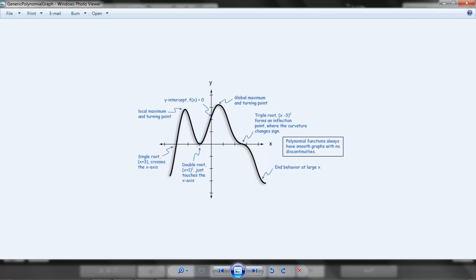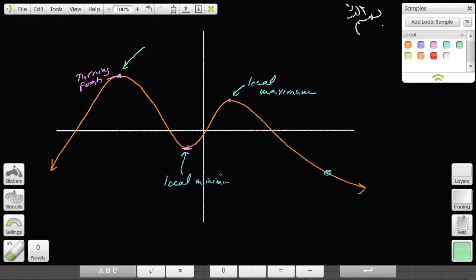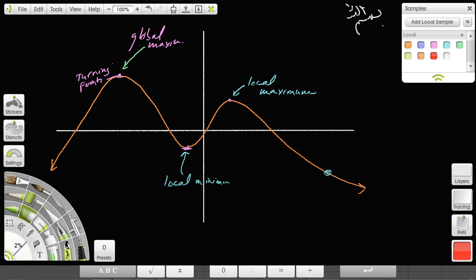Polynomial functions always have smooth graphs with no discontinuities. That's actually very important. You have no discontinuities, okay. So you can call this a global or universal absolute maximum, global maximum. Okay. There are two other terms that I wanted to bring to your attention here.